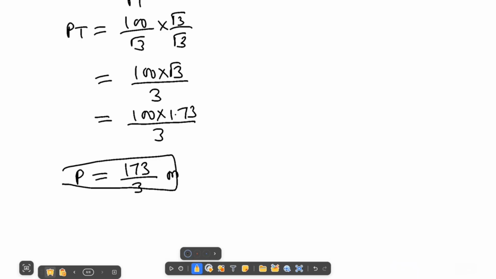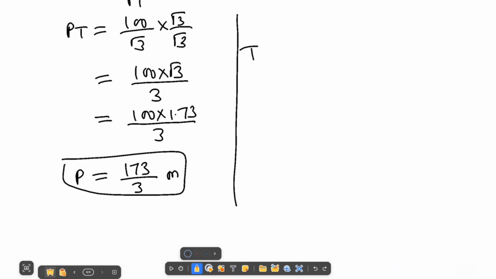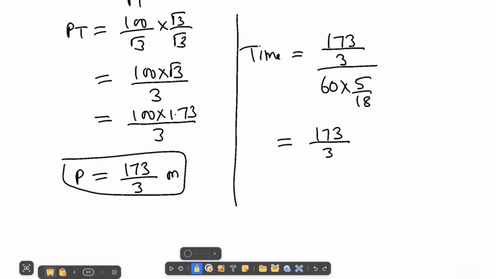Now let's find the speed. So time taken by the ambulance to cover this distance. Time is equal to distance by speed. Distance is 173 by 3, and speed is 60 kilometers per hour; if you convert speed into meters per second, it is 5 by 18 meters per second. So now it becomes 173 by 3 whole by 60 into 5 by 18. So this fraction will be reversed, reciprocal.